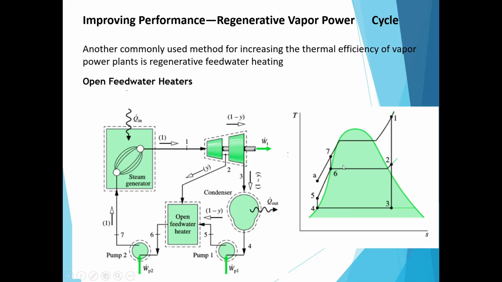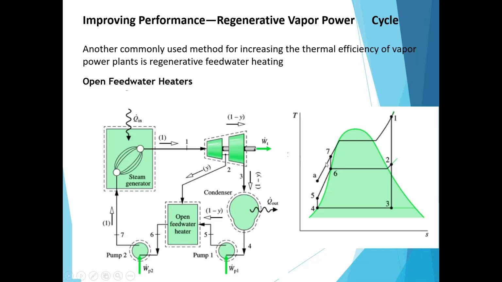If you look at the TS diagram for this one, normally it goes like this, right? The boiler action takes place from A up to 1, then 1 to 3 is the turbine action. Then we draw some of the steam at an intermediate section, let's say point 2, and mix that with the feed water heater. Now 4 to 5 is pump 1, and 6 to 7 is pump 2.